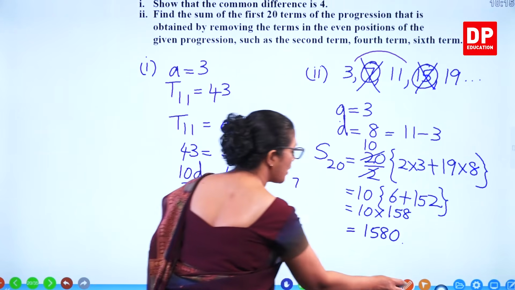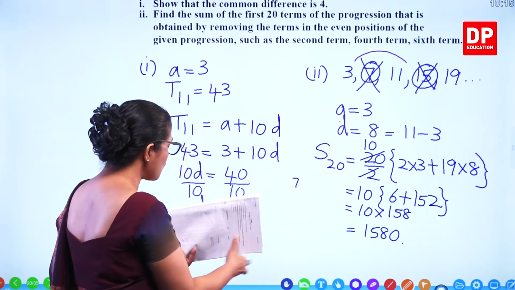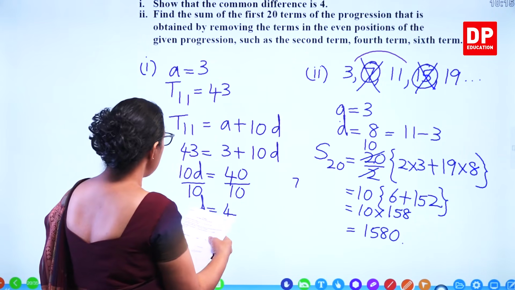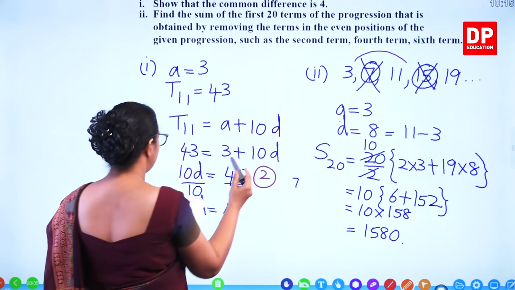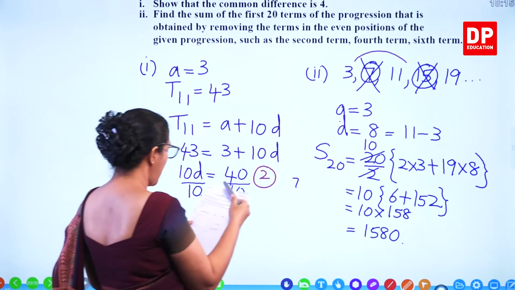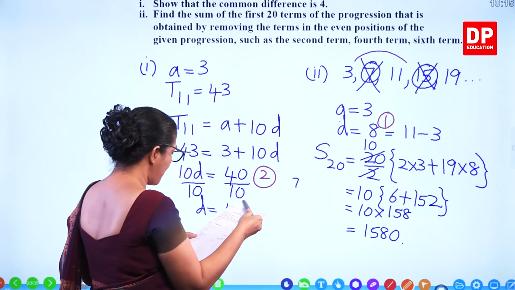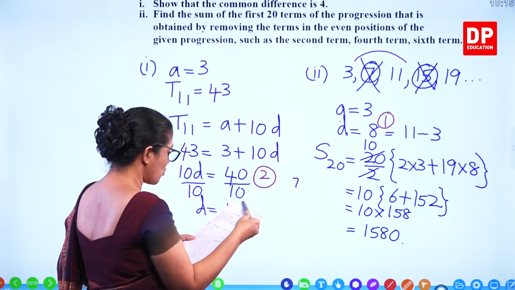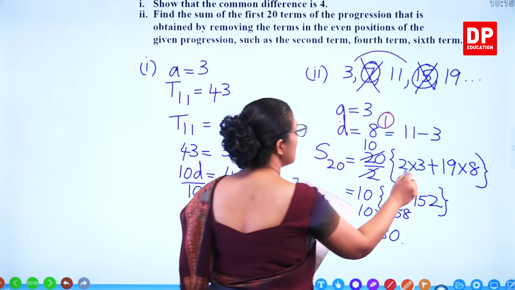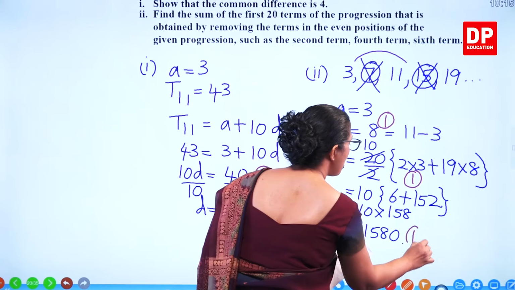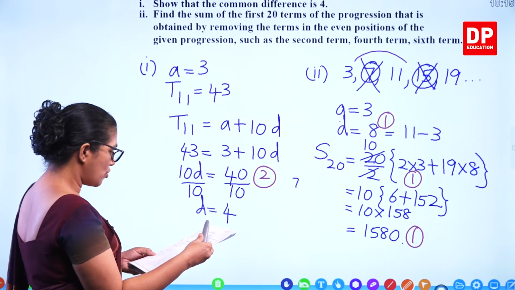Now we'll see how you get marks there. So you get d equals 4, showing that, only 2 marks. And d equals 8, 1 mark. And finding S20, 1580, you get 2 marks. So here 1 mark, here 1 mark for the answer. 3, 4, 5. 5 marks altogether.